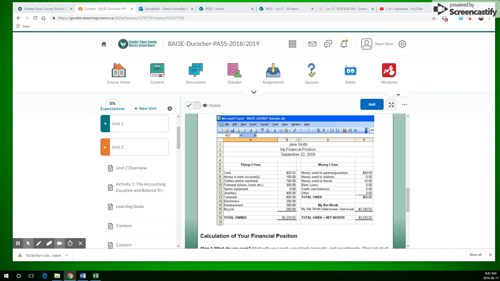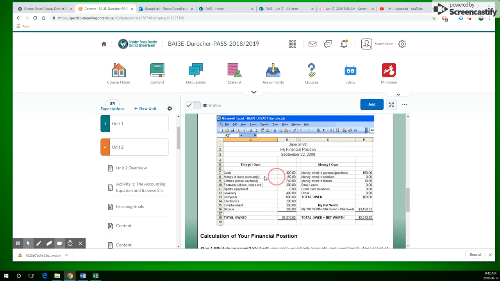Hi again. The second part of Unit 2, Activity 1, is the content relating to creating your financial position, which really looks very similar to a balance sheet, and you're going to notice that as we go along in this class. So you look at the example here for Jane Smith, and they have a list of the things that they own. This is also called assets. That's the definition of an asset, something that you own. On the right side, you have money owed, and that's actually the definition of a liability.